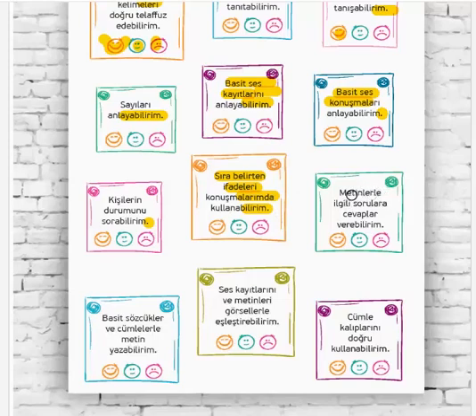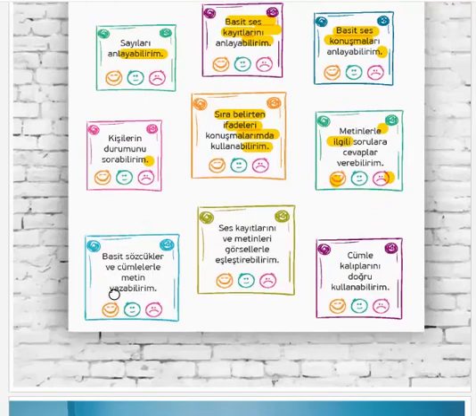Metinlerle ilgili. When we add le ilgili to some word, it means about this word. Metinlerle, like about texts. Sorulara, to the questions about text, cevaplar verebilirim. I can answer the questions about text. So if you can answer, you can check this, if not, this. Basit sözcükler ve cümlelerle metin yazabilirim. I can write text. Metin means text, with simple words and sentences.